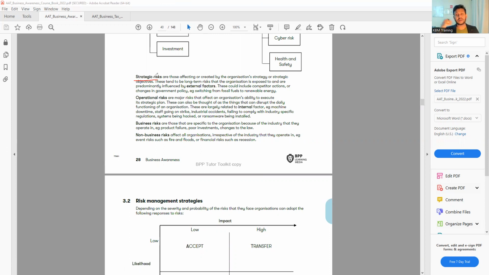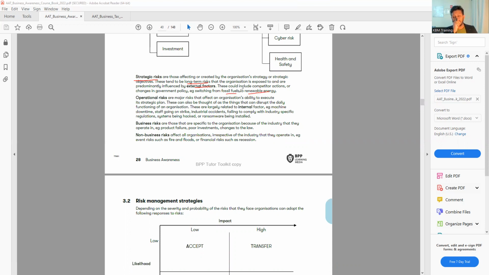So when you make a long-term plan, if something happens with that plan, a strategic risk could be created. These tend to be long-term risks, and the organization is exposed to and prominently influenced by external factors. This could include competitor action, changes in government policy, or switching from fossil fuel to renewable energy. So this could happen.